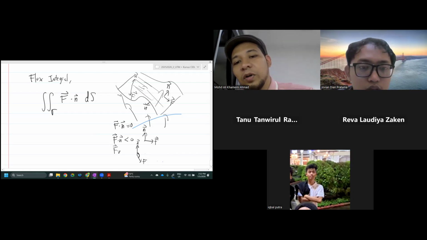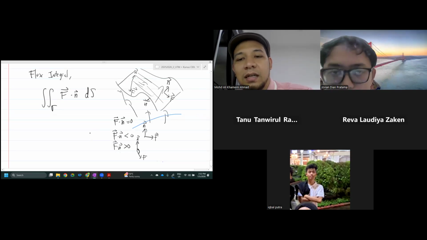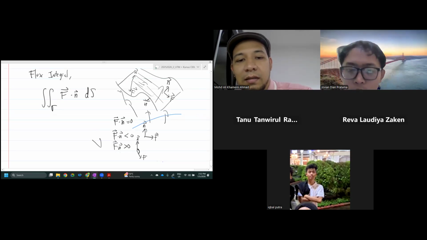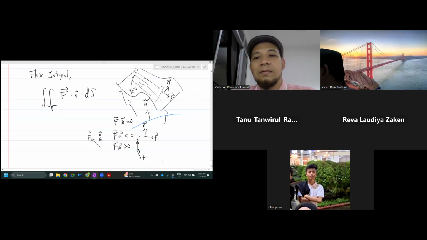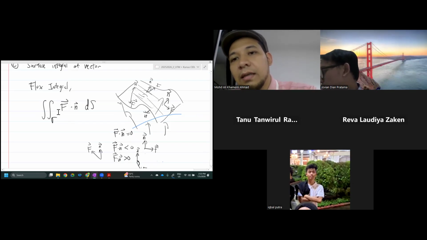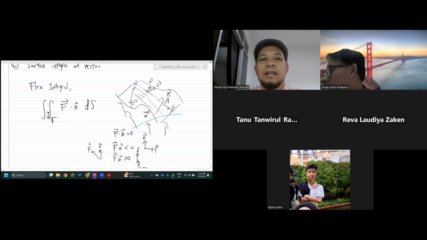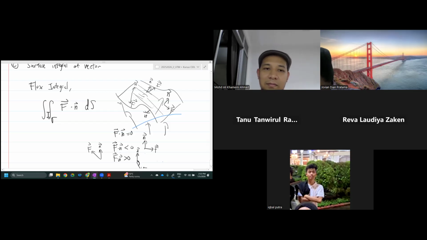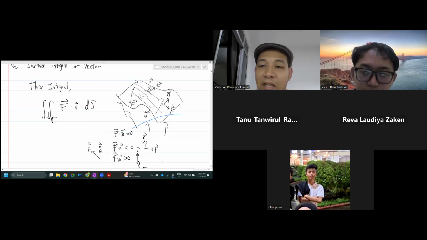If it is positive, then you have an acute angle, right? So you have something like this, and then this is F. So you can understand it's in the direction of N. So this is your N, and this is your F there. Okay? So that's why we call it flux. It comes from physics, from how they compute the flux for electrons, all of that.